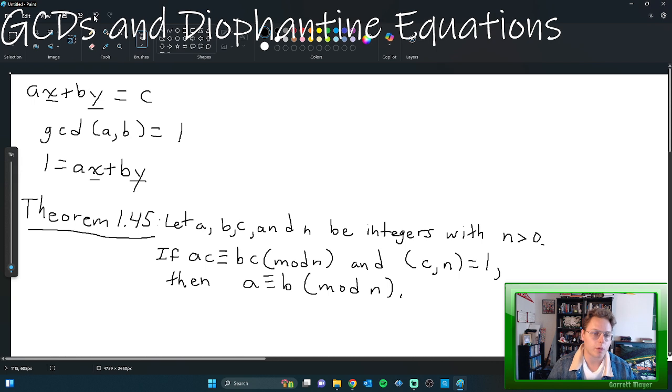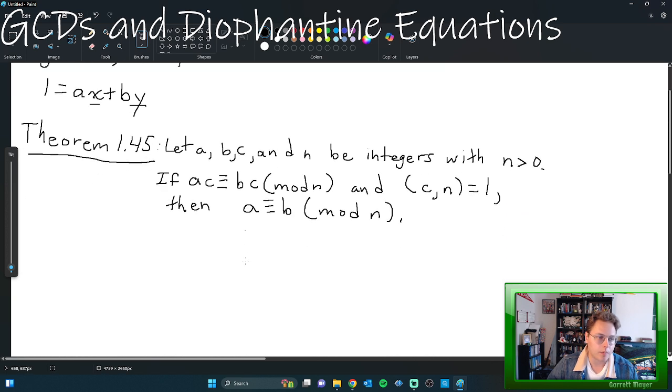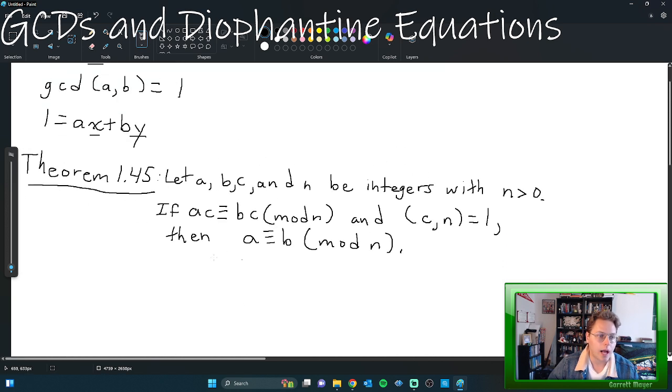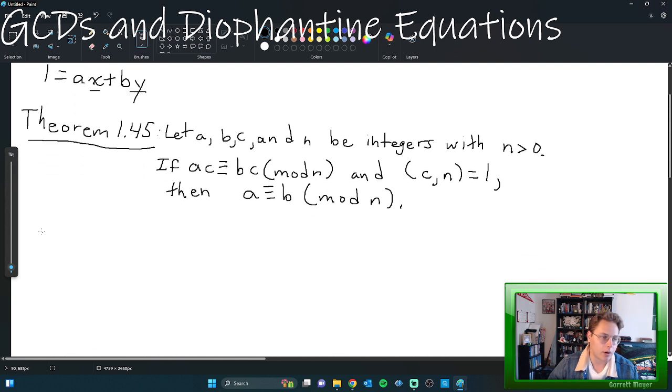If you remember before when we were talking about congruence, this relationship isn't always true. If A times C is congruent to BC mod n, that doesn't always mean that A is congruent to B mod n. However, what's important about this theorem is that we add the fact that C and N are relatively prime, and then that allows this relationship to work. So what we're going to do is show how this is possible. Let's go in and prove this.